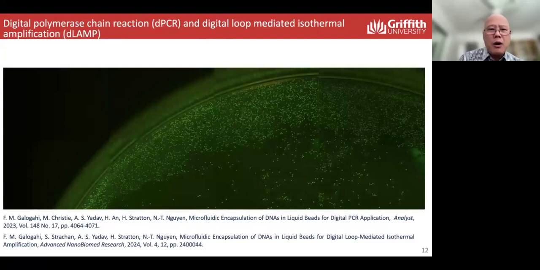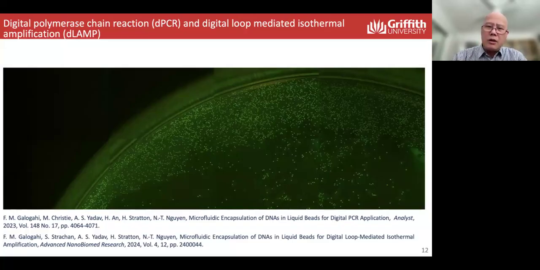Now, another more practical or interesting application of this platform for analytical chemistry is digital polymerase chain reaction, or digital loop-mediated isothermal amplification, dPCR or dLAMP. The concept is to encapsulate single DNA samples inside these bits and run the amplification. Because of the small size of the bits, some bits will contain the DNA, and some may not have the DNA.